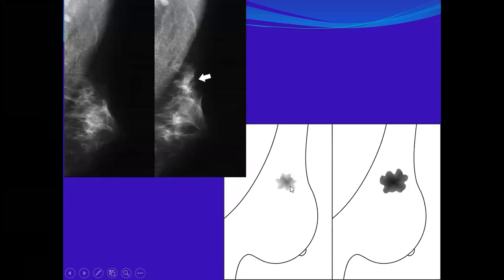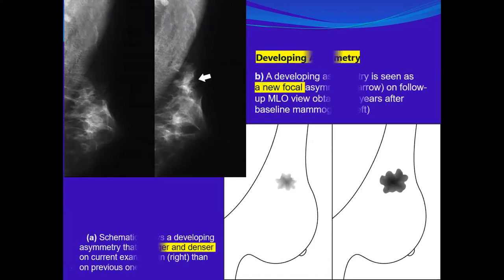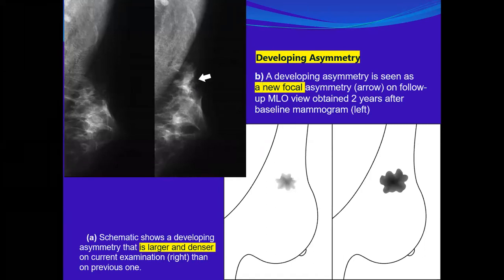See here, the density is less than here, as well as the size, so it's getting larger and denser. While in this mammogram, the asymmetry was not seen. So it is a new one. Okay, so a new focal asymmetry or a larger, denser focal asymmetry, we call it a developing asymmetry.